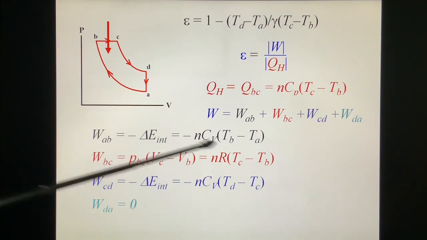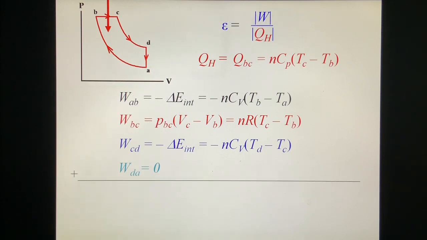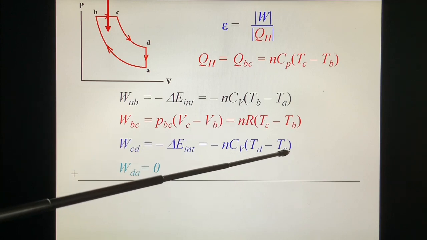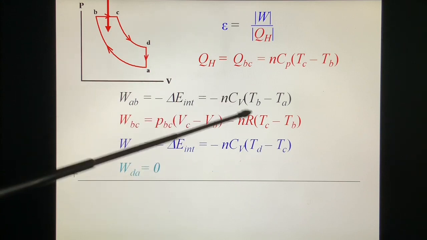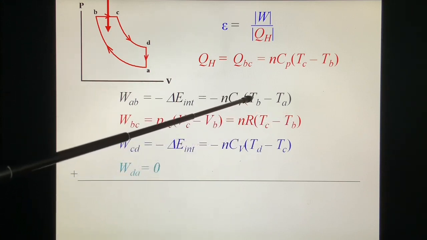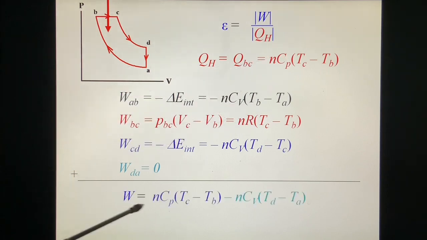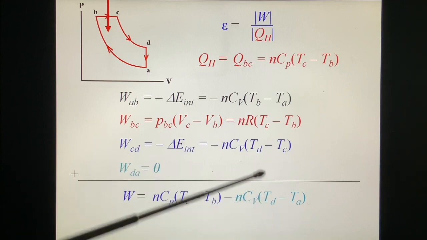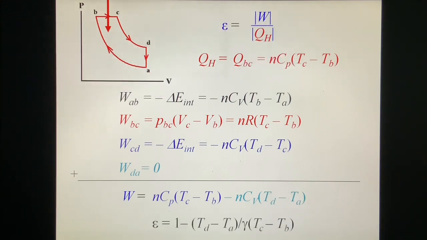So W equals the sum of these. What is W equal to, the sum of these? For these, you have R, TC, CV plus R becomes CP, and minus TB. So CV plus R is CP. So you get N CP (TC minus TB) minus N CV (TB minus TA). We put this inside, and we get the answer.